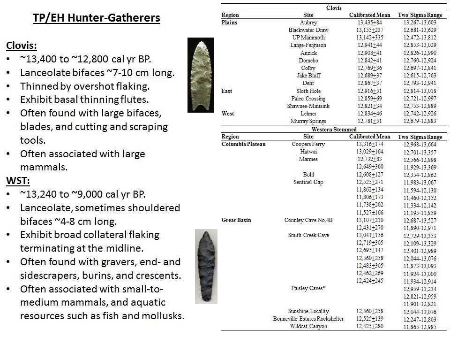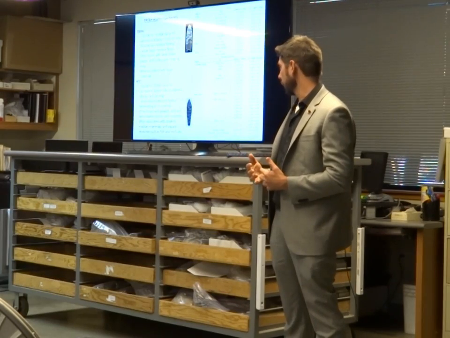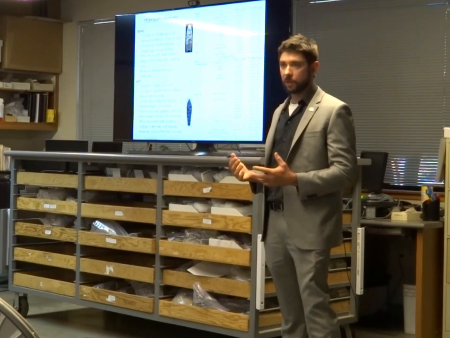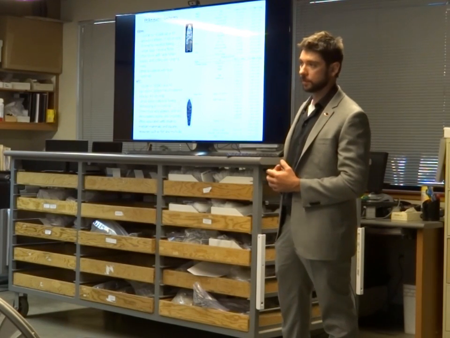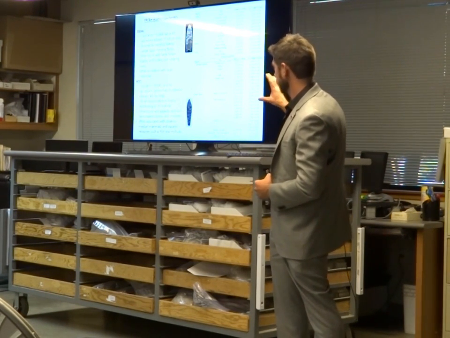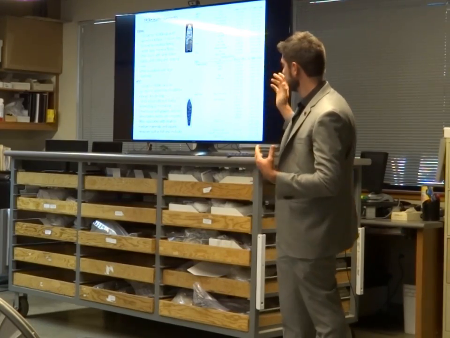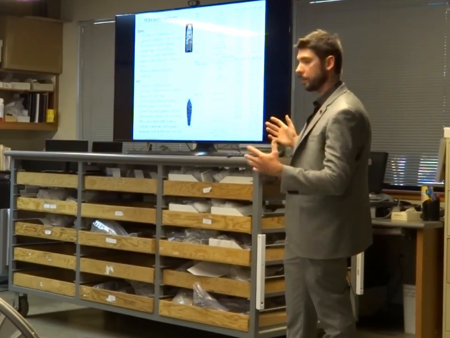During this time period, there are two distinct technologies on the landscape. You have your Clovis points that are lanceolate bifaces, made by overshot flaking and exhibit basal flutes. And they're often found with large bifaces, blades, cutting and scraping tools, and large mammals. And you have the Western Stemmed tradition, which are lanceolate bifaces, sometimes shouldered, exhibit broad collateral flaking, and they're commonly found with crescents. And also associated with small to medium animals, aquatic resources, and mollusks. So really two distinct technologies that are co-occurring, different flaking types, different life ways.